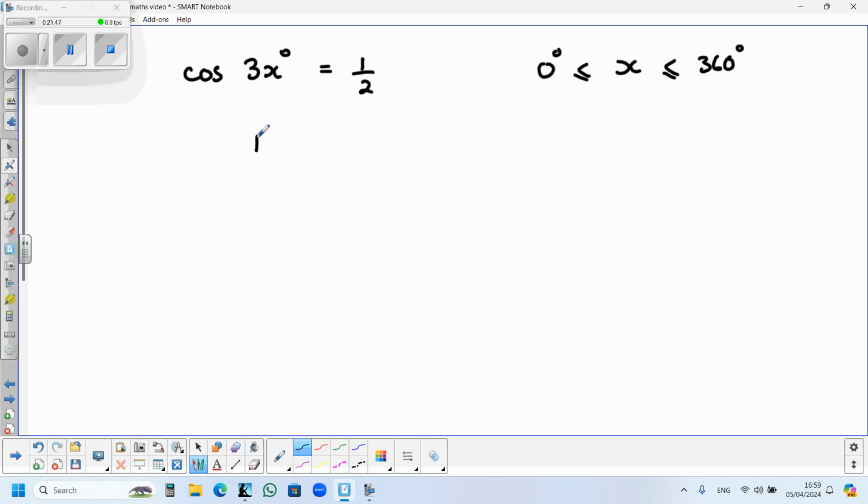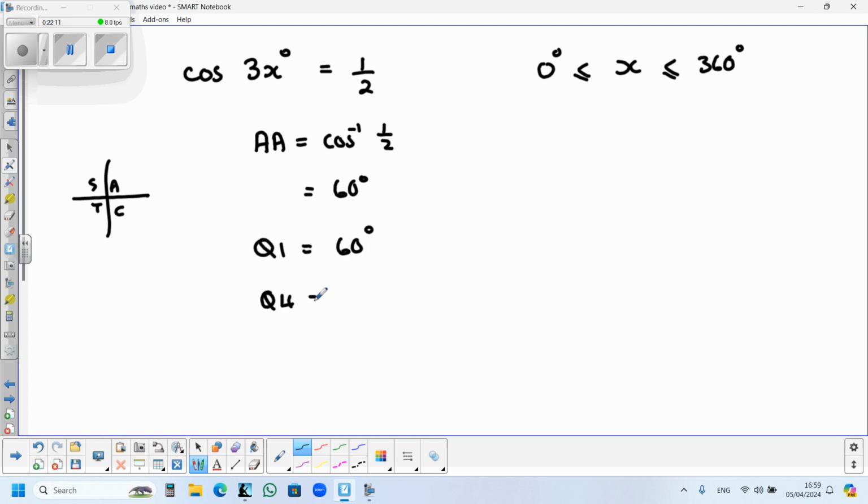Right, so first thing I'm going to do is the acute angle. So the acute angle is cos to the minus 1 of a half, which gives me an acute angle of 60 degrees. Cos is positive. Where is cos positive? CAST diagram again. Cos is positive in quadrant 1 and in quadrant 4. So in quadrant 1, the answer is 60 degrees. In quadrant 4, the answer is 360 minus 60, which is 300 degrees.